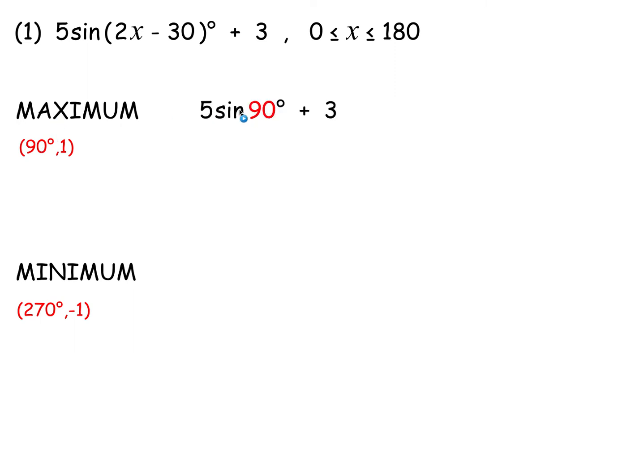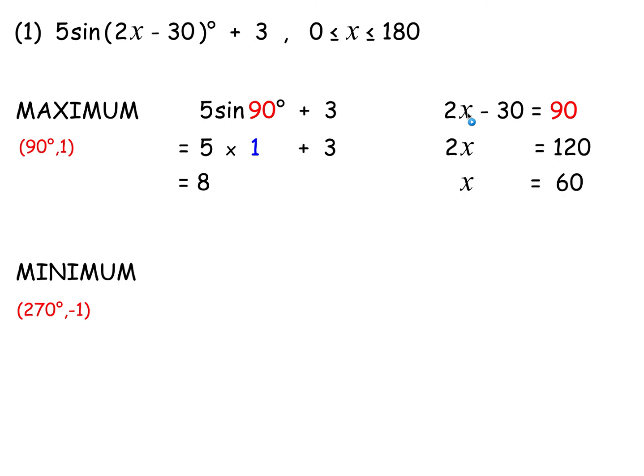5 sine 90 plus 3, sine 90 is 1. So I can't get any better than sine 90 degrees. There's no other angle I can put in that will take me above being 1. And all I do now is I say, I want to make that 90. What's x got to be? Twice x take away 30 makes 90. Well, there's an equation. 2x must be 120, and then x is 60. So when x is 60, the maximum value comes out 8.